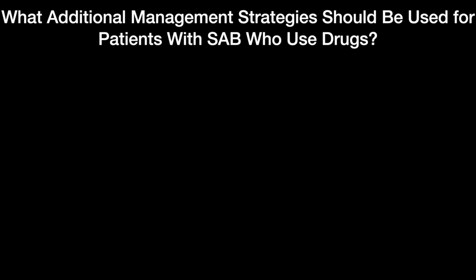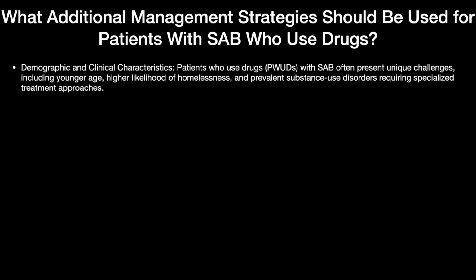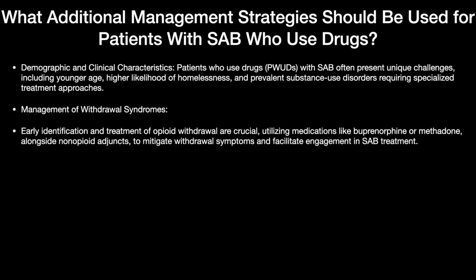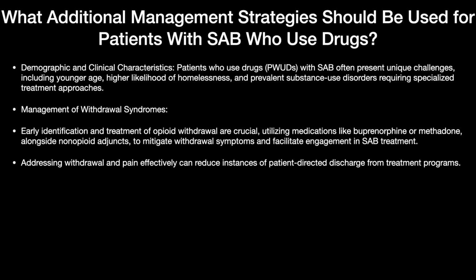What additional management strategy should be used here? Patients who are using drugs with SAB often present a unique challenge: they are young, have a high likelihood of being homeless, and substance use can continue after treatment also. The management of withdrawal symptoms is important, so treatment for opioid withdrawal should be given. Addressing the withdrawal and pain effectively can reduce the incidence of reuse of the drugs and reduce overdose risk.